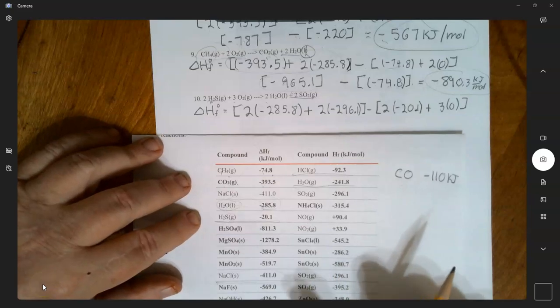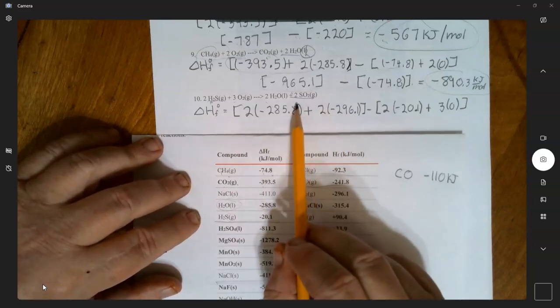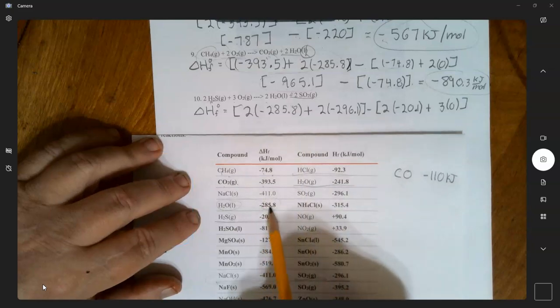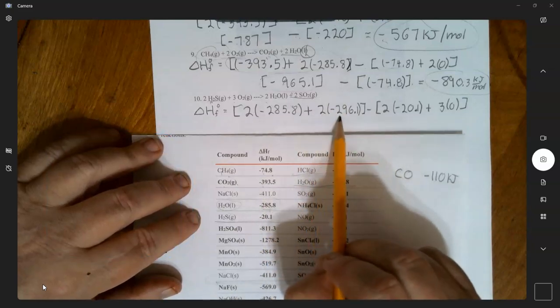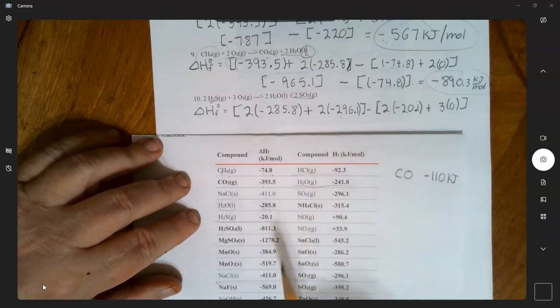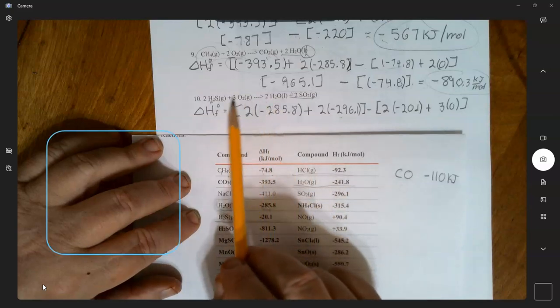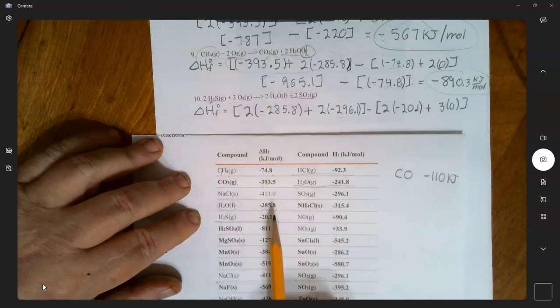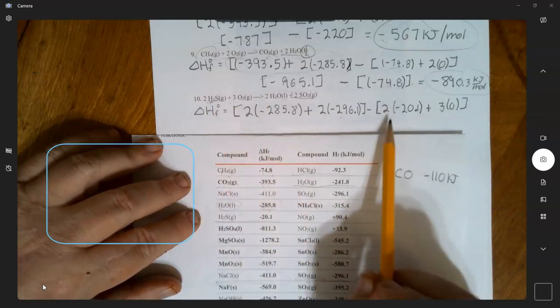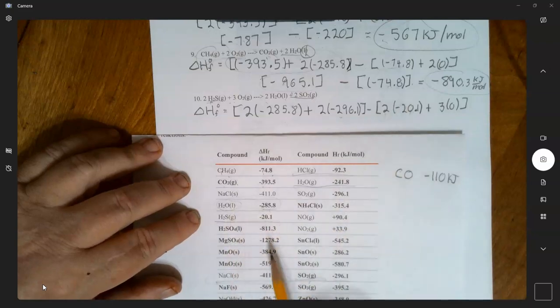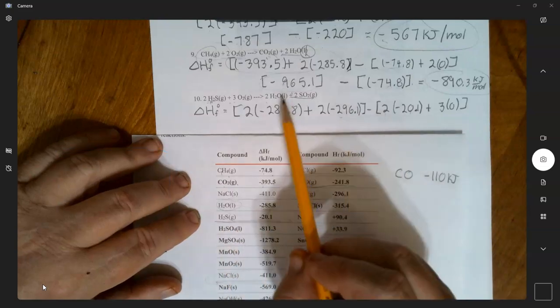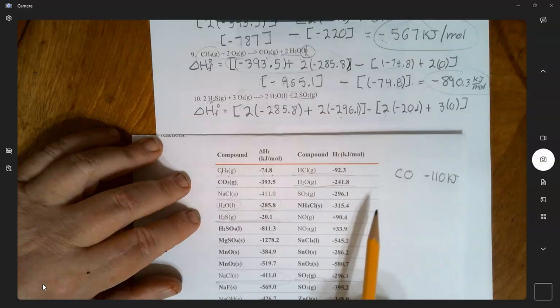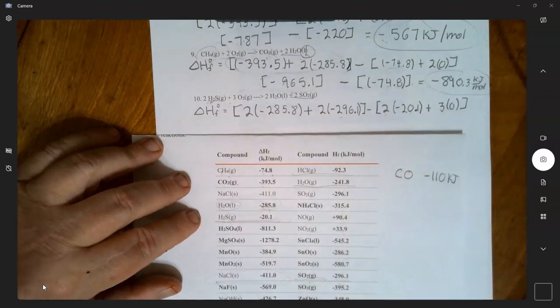Okay, so you see where we got the numbers, 2H2O, and that is in liquid form, so it's the 285 number, and 2 times SO2, which we got down here, and then on the reactant side we have 2 moles of H2S right there, and that's 20.1. Wherever that went, right there. Okay, and then the oxygen, pure oxygen, is going to be 0. Alright, so let's go ahead and do the math on that.